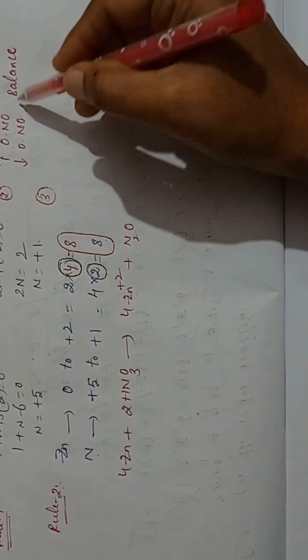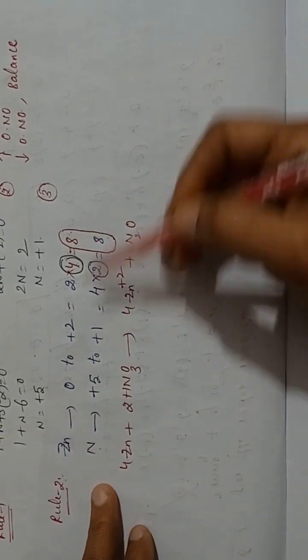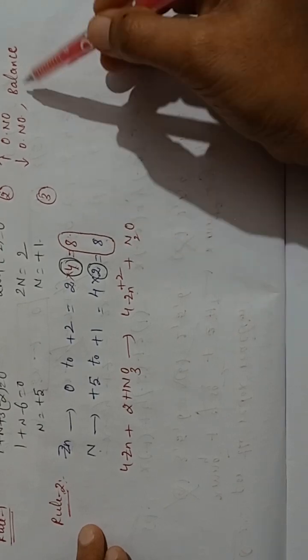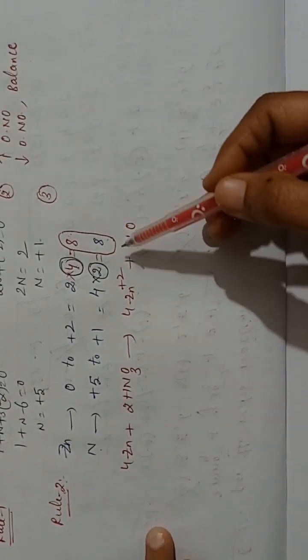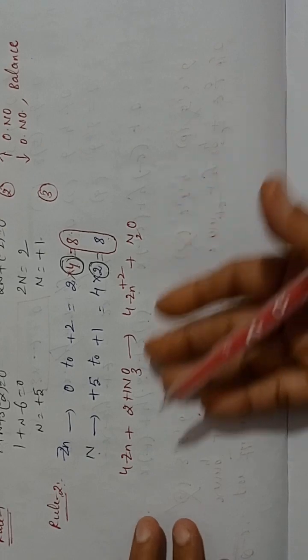This balance is completed. That means equalize the oxidation numbers, students. Are you clear? So here 2 fours are 8, 4 twos are 8. This is only the second rule completed. Okay? Second rule completed. Now you have to balance all other atoms except hydrogen and oxygen. So already this equation is balanced except hydrogen and oxygen.